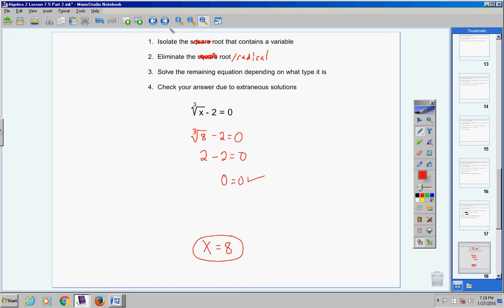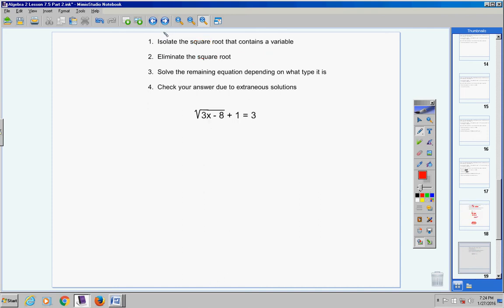Alright, let's try a more challenging problem. Alright, here we go. We have a radical equation. It is a square root. There's a 2 here, even though you can't see it. It's a square root equation.